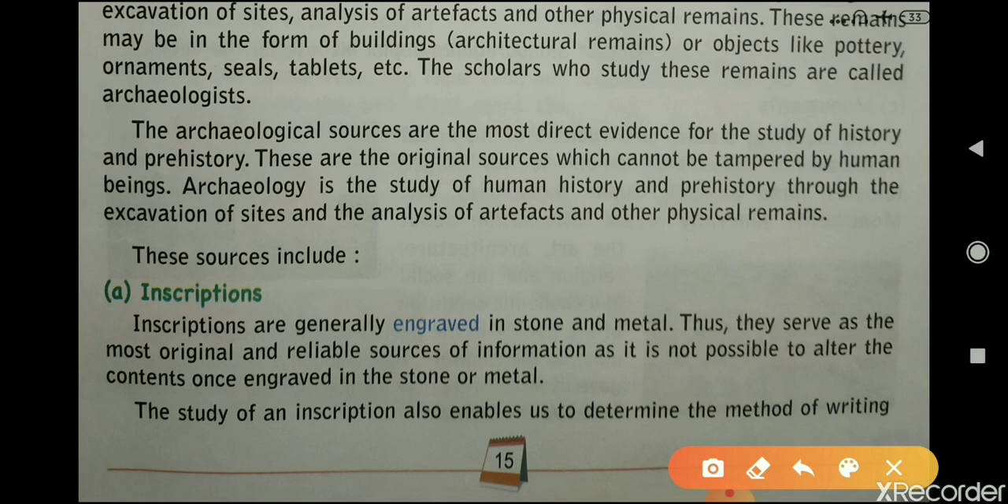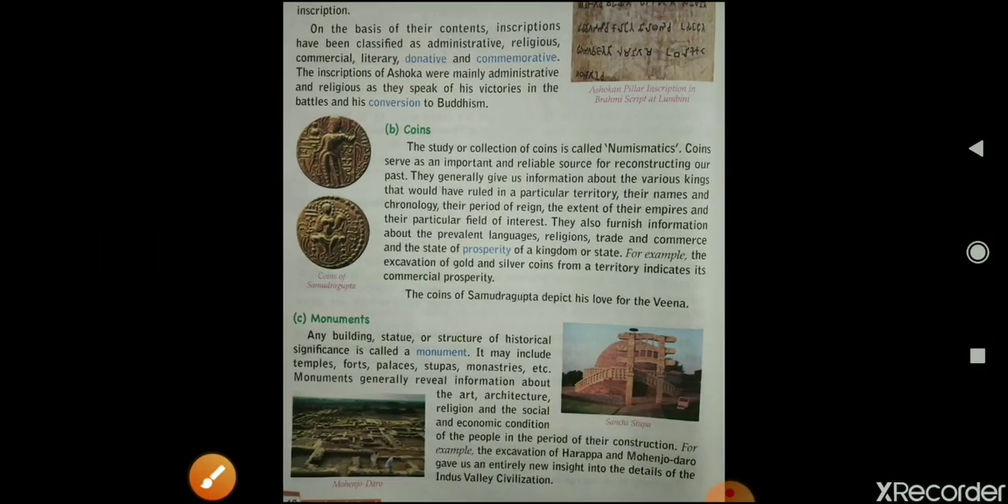Archaeology is the study of human history and prehistory through the excavation of sites and analysis of artifacts and other physical remains, that is ornaments, seals, pottery, etc. Then these archaeological sources include inscriptions. Now what are inscriptions? These are the writings that are engraved on stones and metal. Then other archaeological sources are coins.